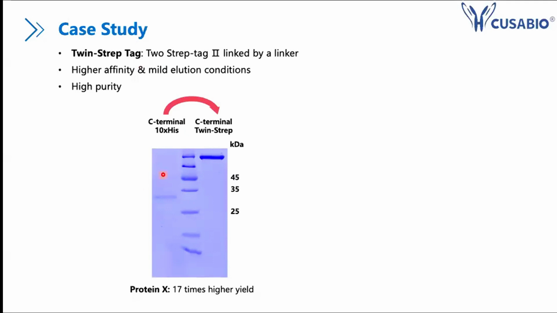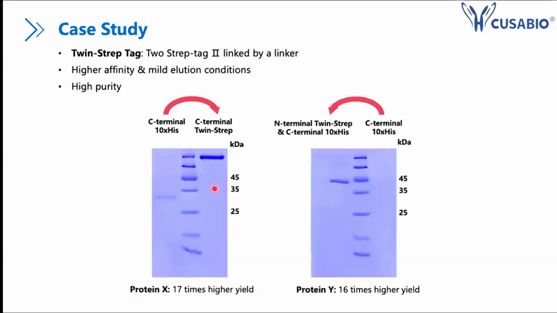One example from our company is protein X. Before, we had the His tag at the C terminal, then later we replaced the His tag with the Twin-Strep tag. And as you see here, for protein X, the protein yield increased a lot. It's 17 times higher. Another case is protein Y. Before the change, we only had the His tag at the C terminal, but later we put another Twin-Strep tag at the N terminal.